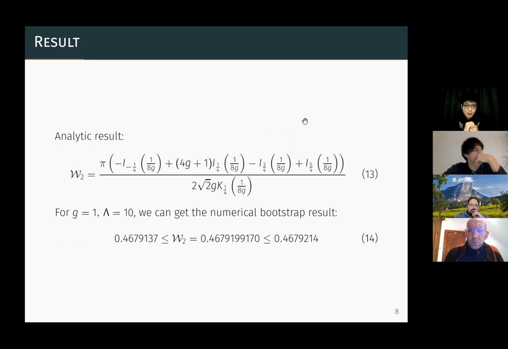Actually, it works. We have the analytic result in terms of modified Bessel functions in terms of k and I. For g equals 1, we treat this as a generic value of g. We can get the numerical bootstrap result and compare with the analytical result. We pick cutoff equals 10. This means at most we consider the W20 in our correlation matrix. And we see that we get 5-digit precision here. So this bootstrap method actually works, and works well.